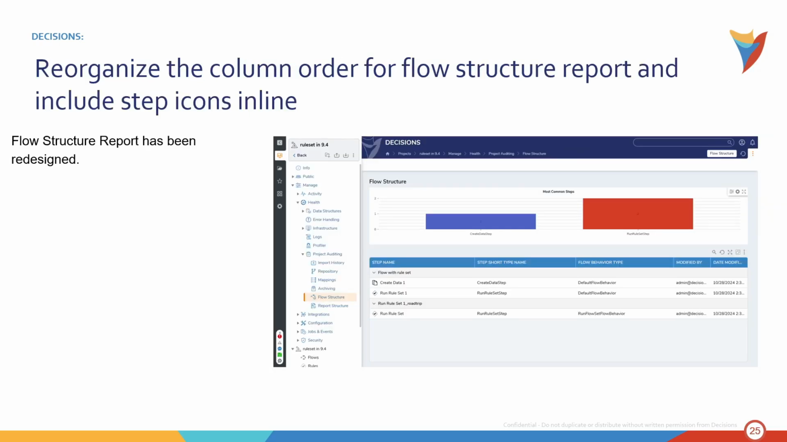We've made updates to the Flow Structure Report, available within a project in V9. To access it, you can go to the Manage folder under Health and Project Auditing. The report now features rearranged columns and added icons next to flow names. These icons provide a quick visual representation, making it easier to understand the report at a glance.